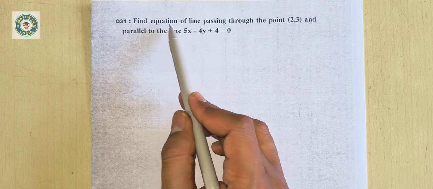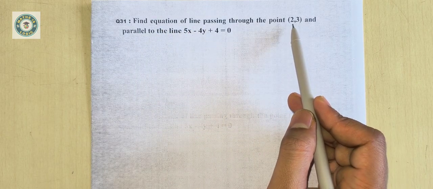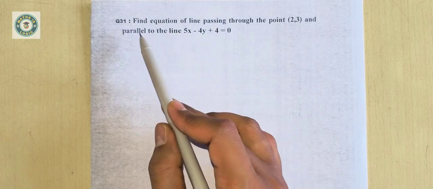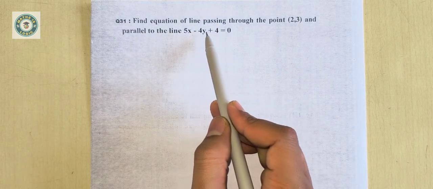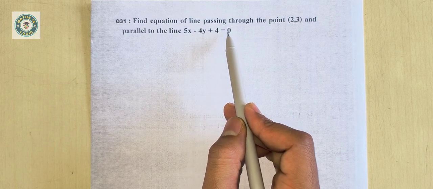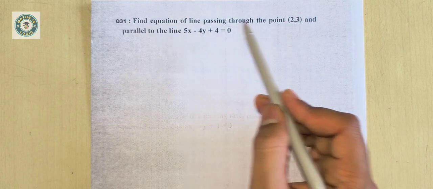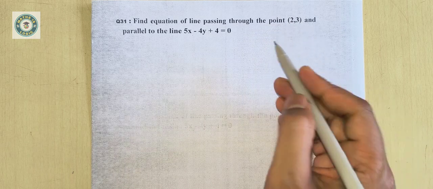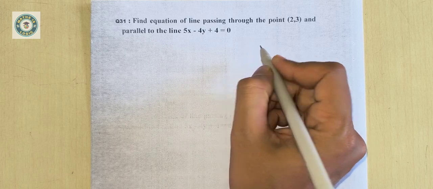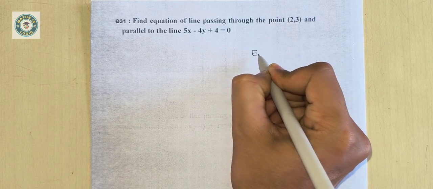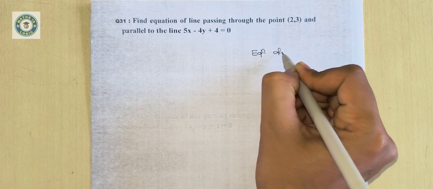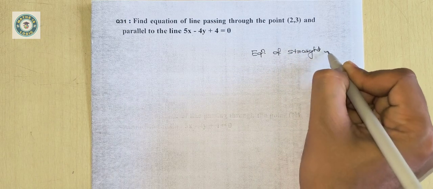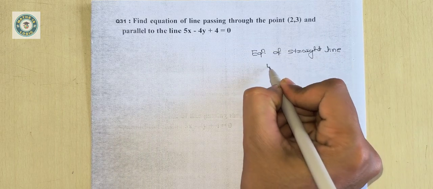But what is the condition given? This first line is passing through one point, that is (2, 3), and this line is parallel to another line, 5x minus 4y plus 4 is equal to 0. So one point is already given, and here we are going to apply the one point formula for the equation of a straight line.